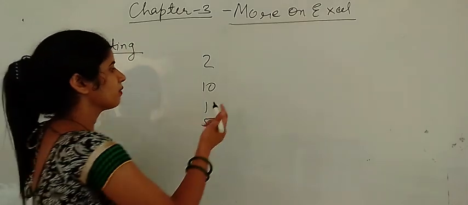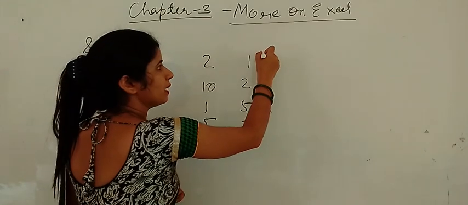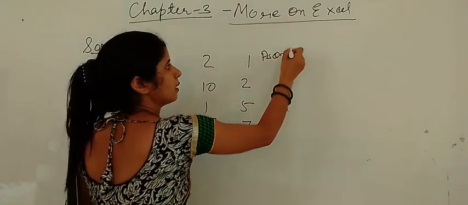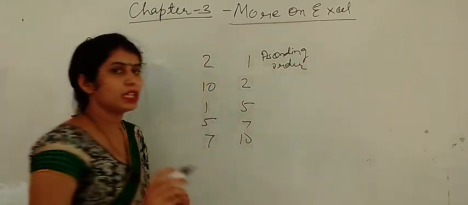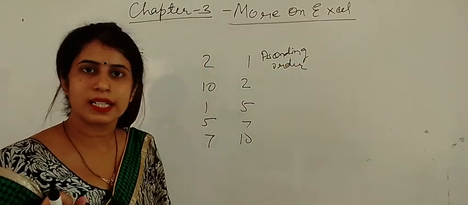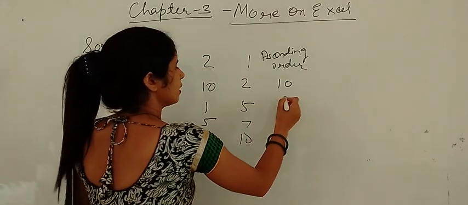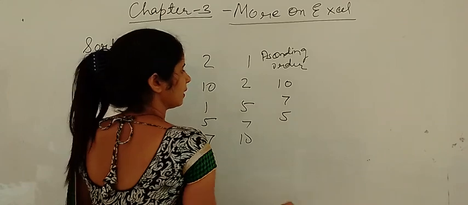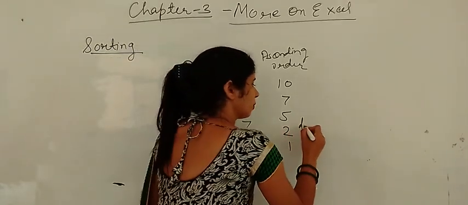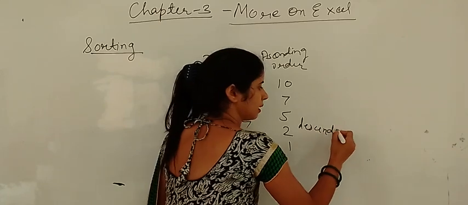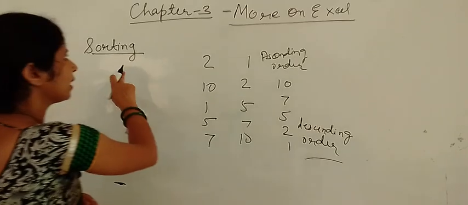So suppose I have arranged it as 1, 2, 5, 7, 10. It is known as ascending order. And if we have arranged the data in descending order, means largest first, then the second highest, and in this way, then it is known as descending order.